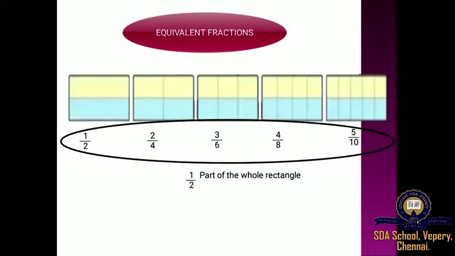So these fractions are called equivalent fractions. And they can be represented like this: 1 by 2 is equal to 2 by 4, is equal to 3 by 6, is equal to 4 by 8, is equal to 5 by 10. Fractions that show the same part of the whole are called equivalent fractions.